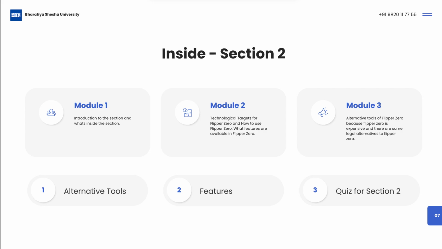And this section ends with module 4, that is a quiz on section 4.